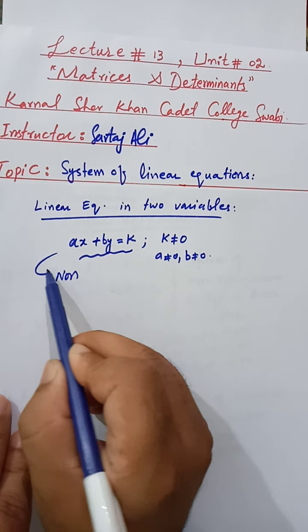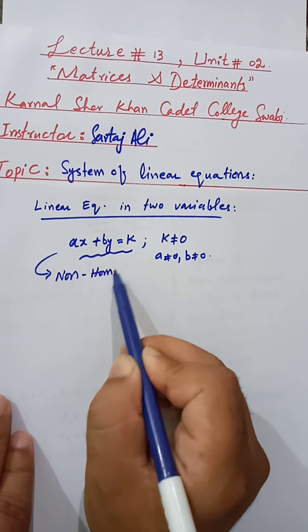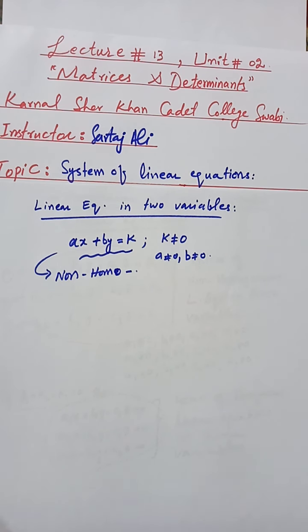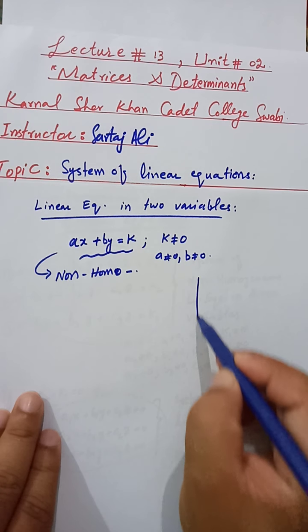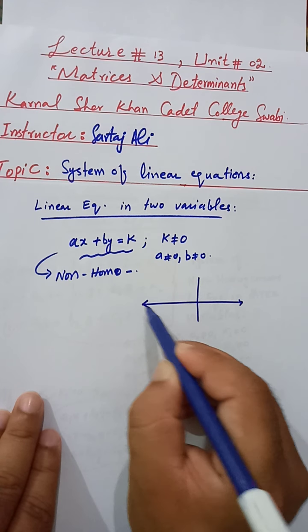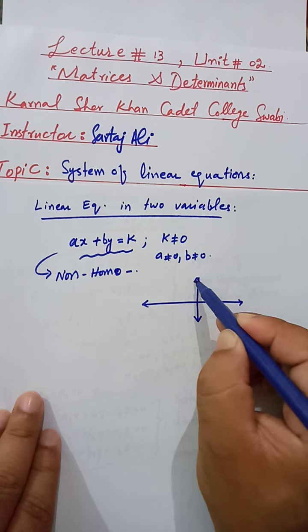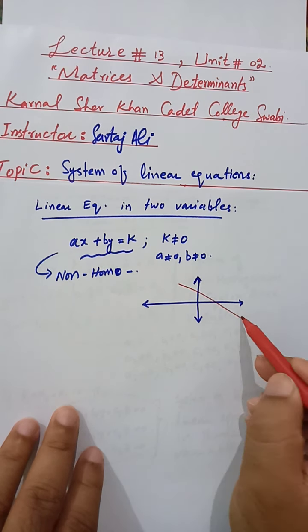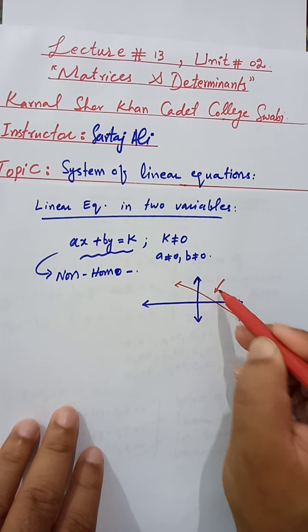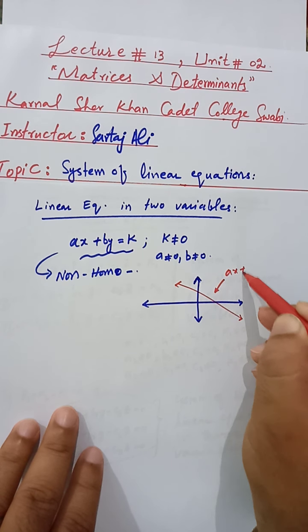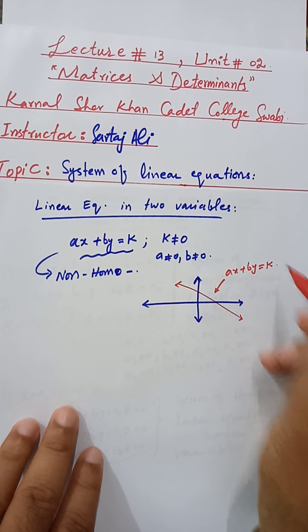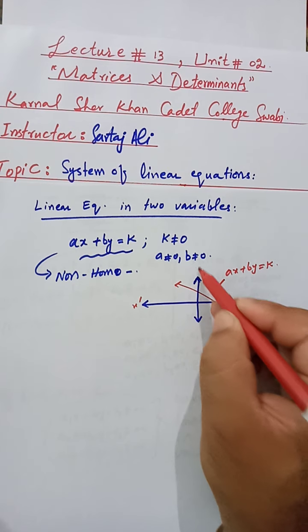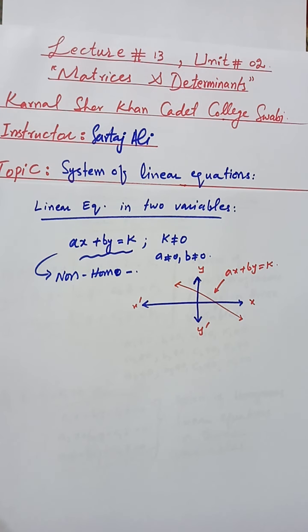This is a non-homogeneous linear equation in 2 variables. Geometrically this gives a straight line. The graph of this equation is a straight line in a plane. So this is the graph of this linear equation in 2 variables. We already discussed this. This is x-axis and this is y-axis.